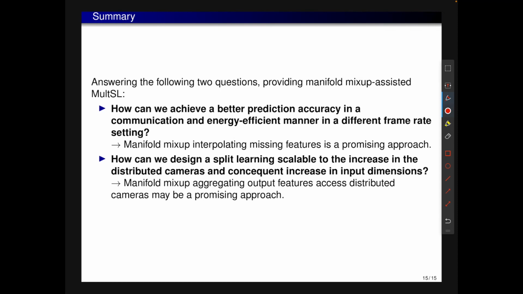Okay, here's a summary. In this video, I answered the following two questions and provided answers. The first is how we can make different frame settings compatible with each other in a communication and energy efficient manner, and I provided manifold mix-up interpolation. The second is how we can design a split learning scalable to the increasing number of distributed cameras, and I provided the manifold mix-up based aggregation, that is, image averaging aggregation. That's all for this video.